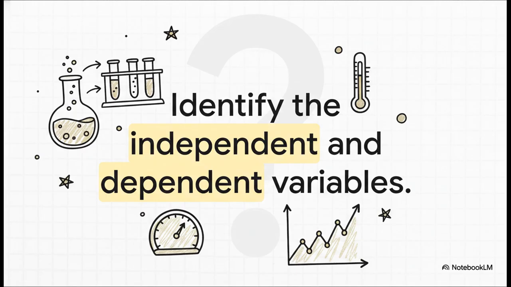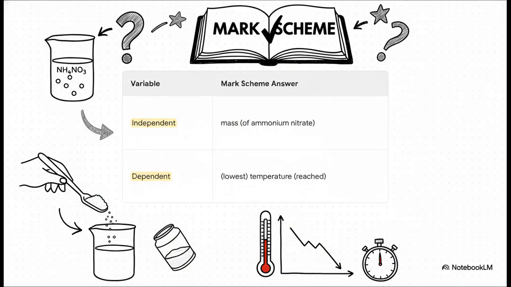So take a quick second. What is the one thing the student is changing on purpose, and what is the thing they're measuring to see the effect? And here are the answers pulled directly from the mark scheme. The independent variable, the thing you change, is the mass of ammonium nitrate. The dependent variable, the thing you measure, is the lowest temperature reached. See how specific that is? Just saying temperature might not be enough. The details matter.